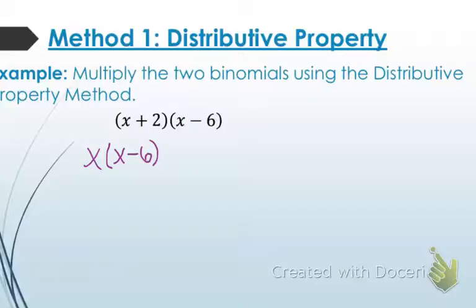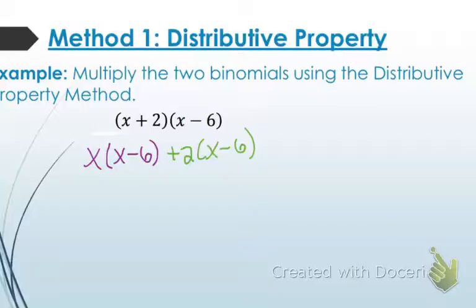Okay. Next, now I'm going to ignore this x. So ignoring that x, pretend it's not there. What we would do is just distribute the 2. So distributing the 2 would give us plus 2 times x minus 6. Okay. So basically all what's happening is I kind of split this binomial in 2 parts, and I'm multiplying it to the second binomial. That's why I had to copy it twice.